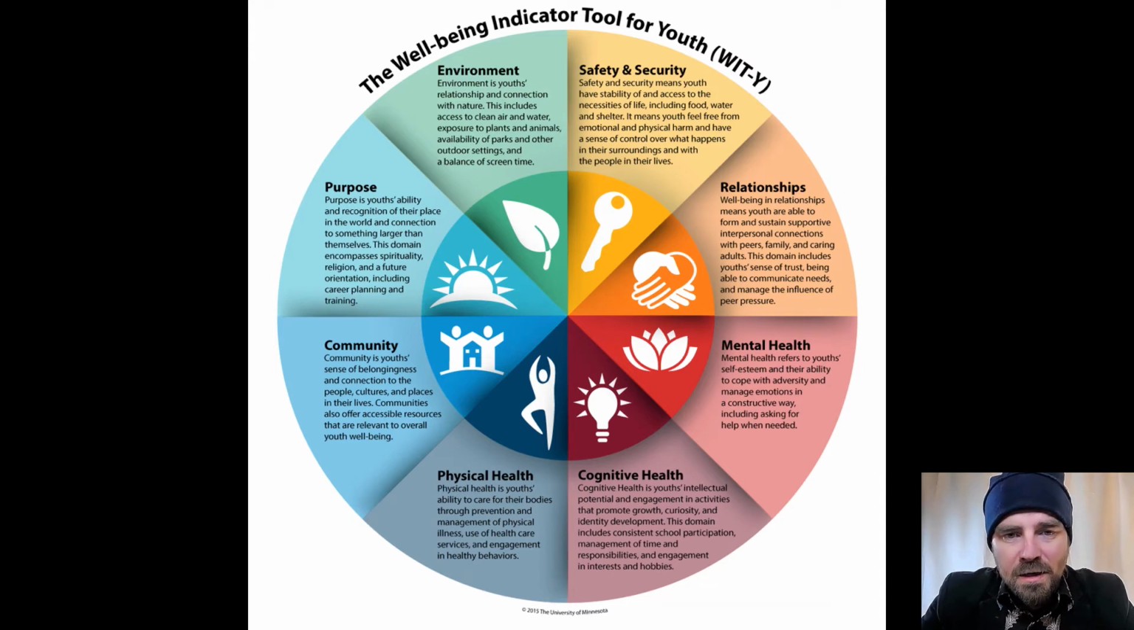So here are some ways that you can measure well-being. This is just a random slide with different ways. Here are all of the things you could take into account. Environment, safety and security, relationships, mental health, cognitive health, physical health, community, and purpose. What's your purpose? This is for youth, yeah? There's a lot of different ways to measure well-being, and these are 8 of them.